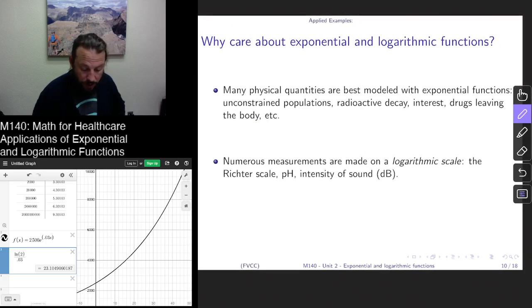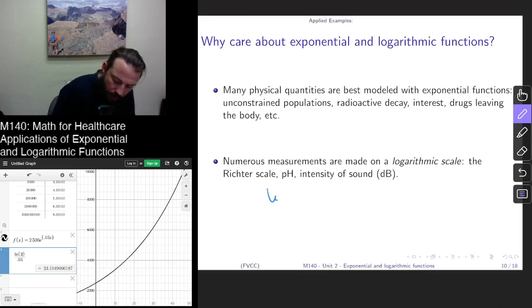Again, it's a reminder. Many physical quantities are best modeled with exponential functions, for instance, unconstrained populations, radioactive decay, interest, and drugs leaving the body, and obviously a bunch more. Now, measurements sometimes are made on a logarithmic scale. The Richter scale, the pH, and the intensity of sound are ones for that. Now, you may ask, why would we do that?